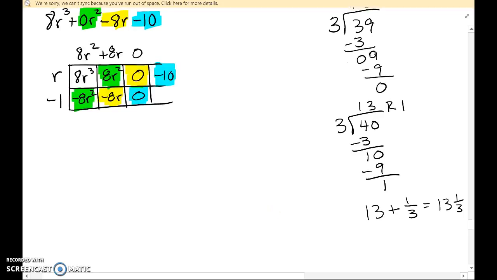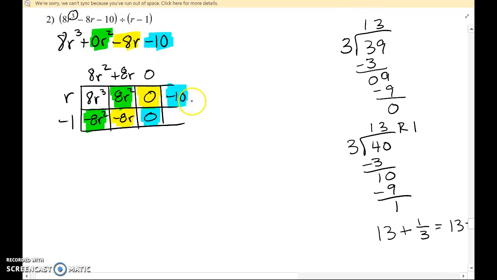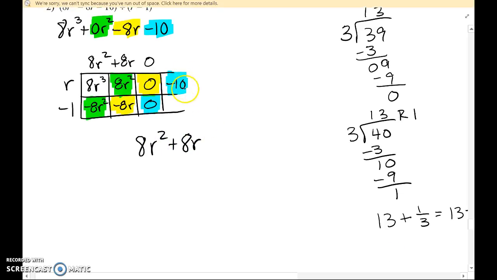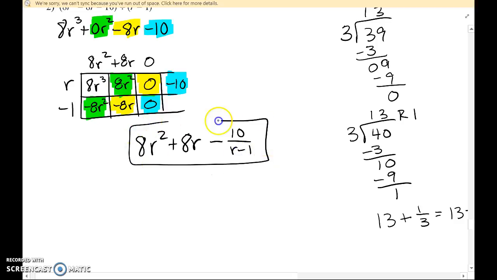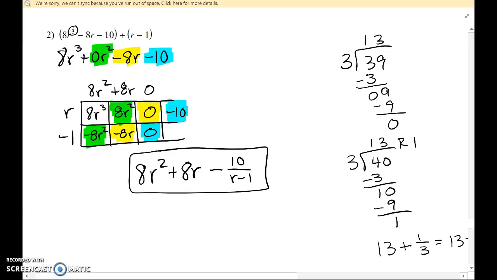So in a similar fashion, over here on our problem, we have a remainder of -10. And so the way we're going to write this is 8r squared plus 8r. Now, the remainder was negative, so minus 10 over our original divisor, which was r minus 1. And so this is the result of dividing our polynomial by r minus 1. And since we have a remainder, similar to how we first learned to divide, if you have a remainder, then what you're dividing by is not a factor or a multiple of what you're dividing.